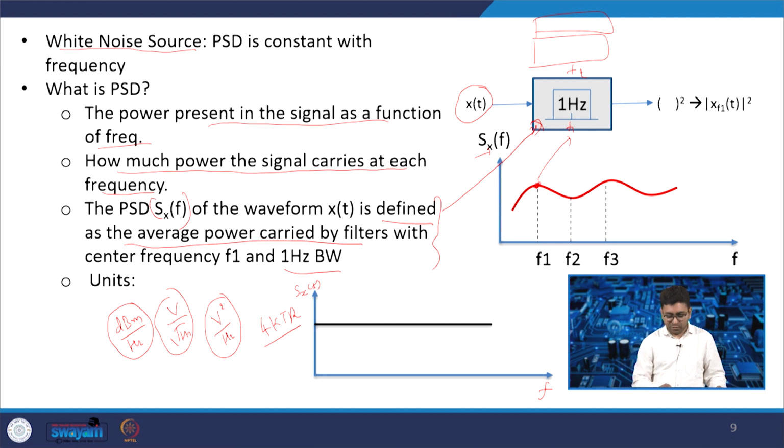So, the white noise of a resistor can be given by 4kTR, or thermal noise can also be written in terms of 4kTR. It is independent of frequency, that is why it is called white. The term white is coming because it is independent of frequency.